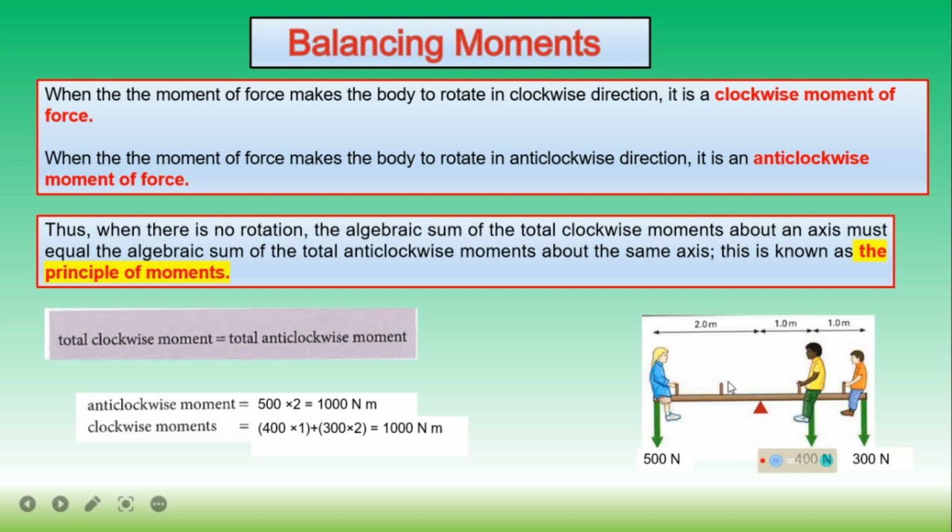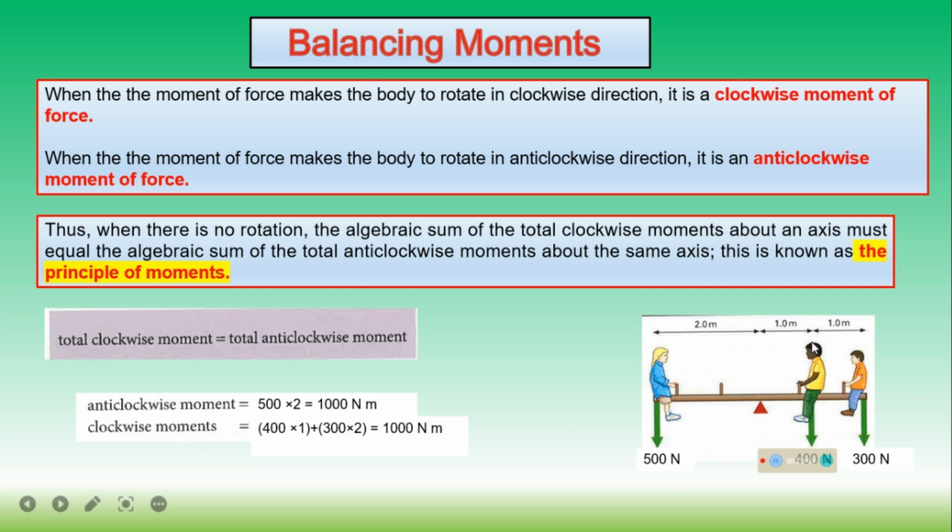Here, three children have balanced the seesaw. So, this system is in equilibrium. And the principle of moments we can now apply to check whether an object will remain balanced or start to rotate, or we can calculate an unknown force or distance of force from the pivot if we know that the object is balanced. If we calculate here the anti-clockwise moment, it is 500 multiplied by 2, the force and the perpendicular distance from the pivot. So the anti-clockwise moment is 1000 Newton meter.